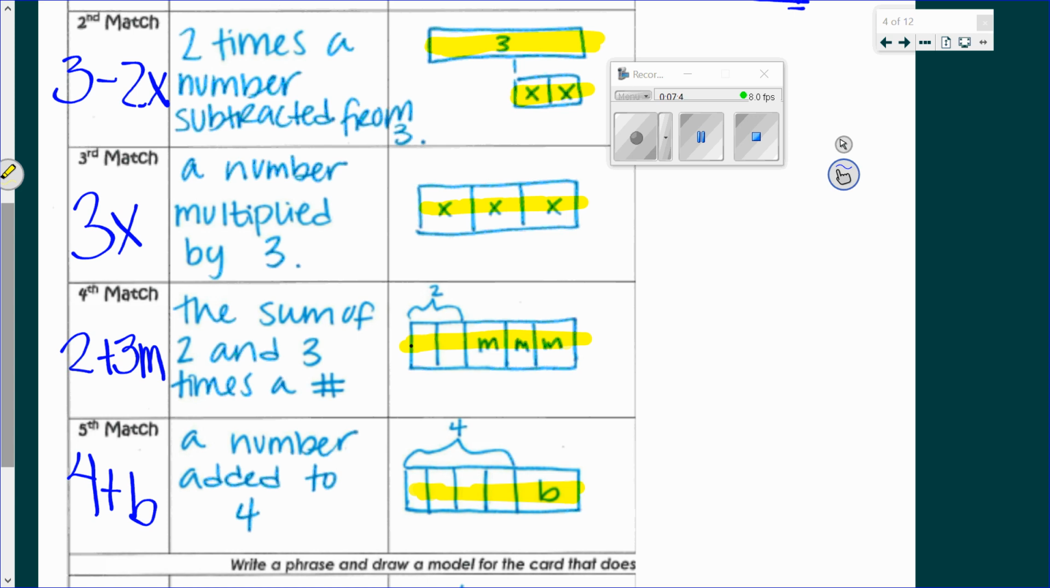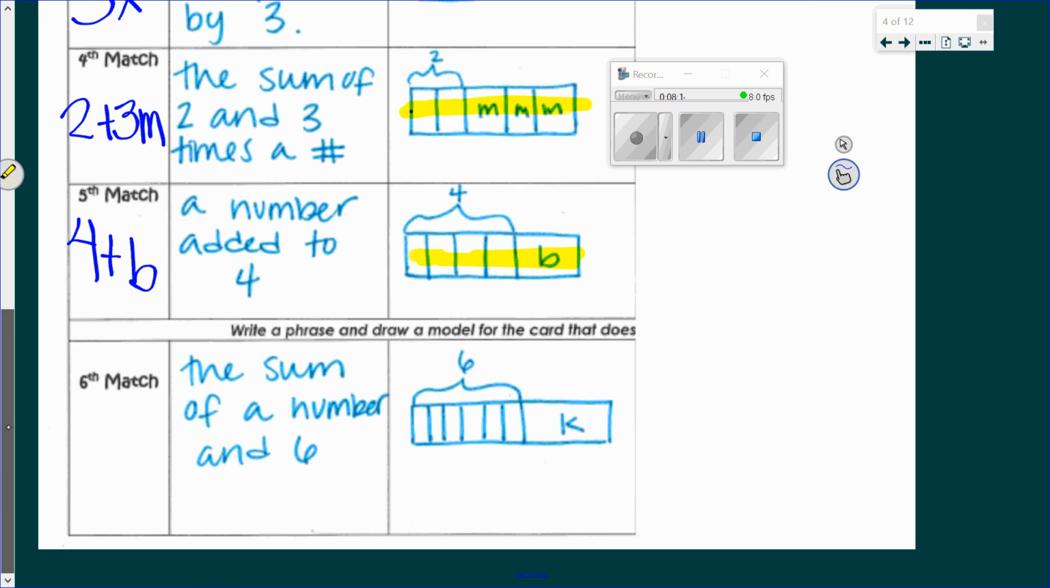Okay. Now that sixth and final expression, we have a whole being made up of 6 and the letter K. Does anybody think that they have an expression written correctly that represents this model? Mark? A number added to 6. Is there another way you could phrase that? Yes, Shamil? The sum of a number and 6.